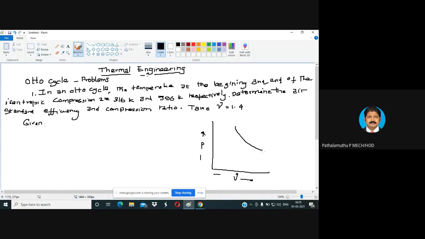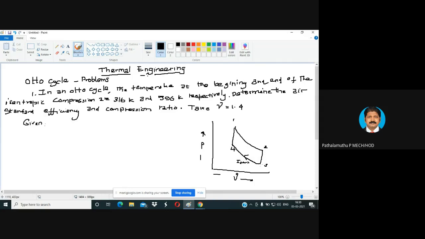1 to 2 isentropic expansion, 2 to 3 constant volume process, 3 to 4 isentropic compression. So 3 to 4 isentropic compression.